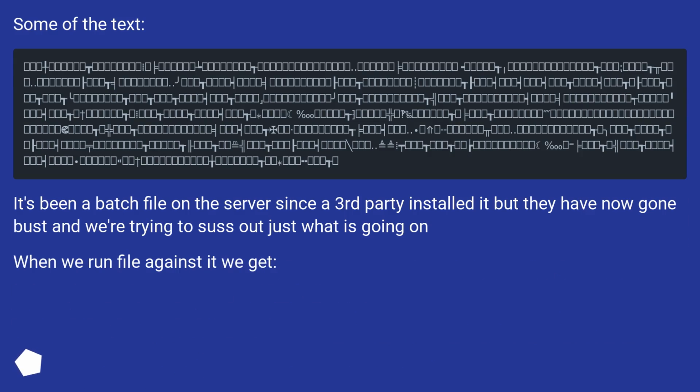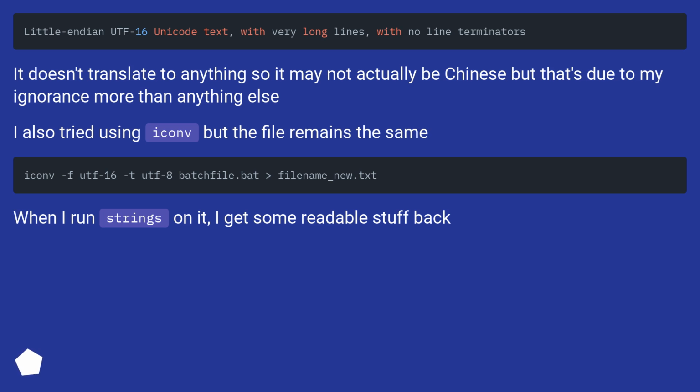Some of the text. It's been a batch file on the server since a third party installed it, but they have now gone bust and we're trying to suss out just what is going on. When we run file against it, we get... it doesn't translate to anything, so it may not actually be Chinese, but that's due to my ignorance more than anything else. I also tried using iconv, but the file remains the same.